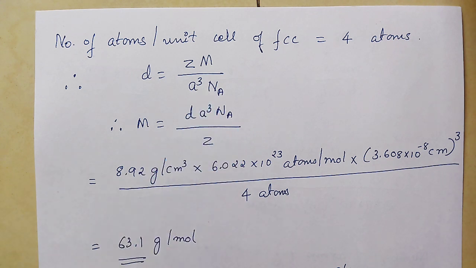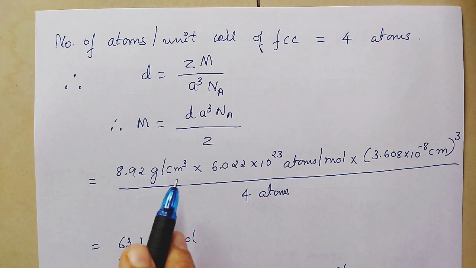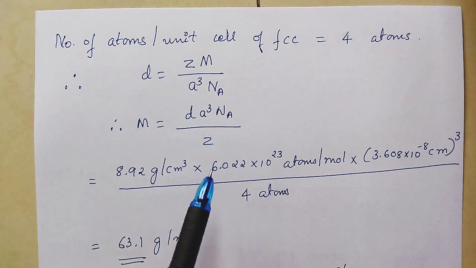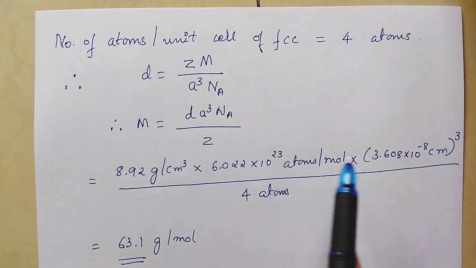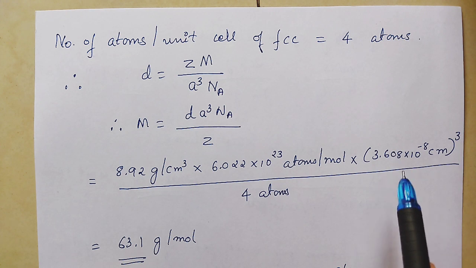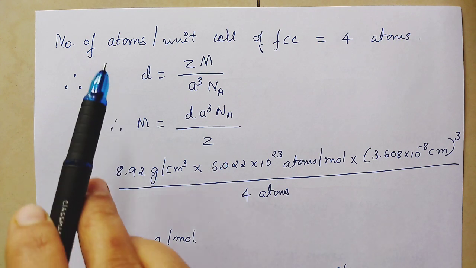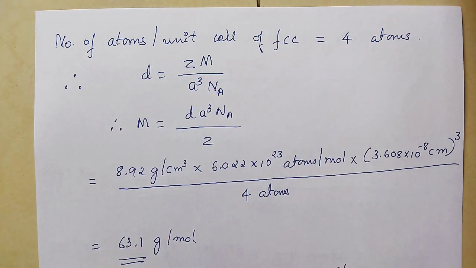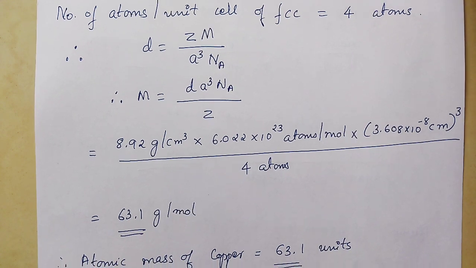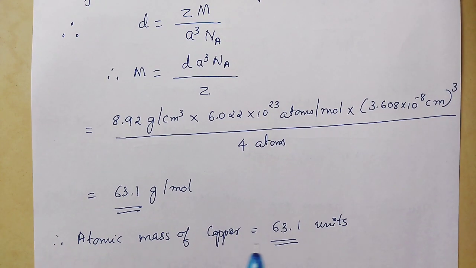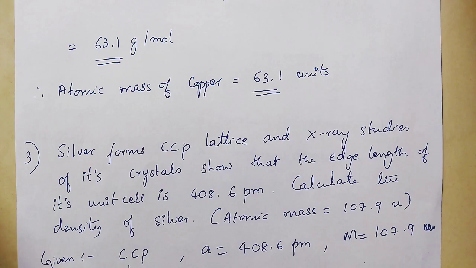So apply all the values here. Density is 8.92 gram per cm cube into Avogadro number, 6.022 into 10 to the power of 23 atoms per mole, into volume, which is a cube, that is 3.608 into 10 to the power minus 8 centimeter whole cube, whole divided by Z, number of atoms per unit cell, that is 4. You can do the calculations. Final value comes out to be 63.1 gram per mole. But since we don't use any units for atomic mass, you can simply write it as 63.1 units. Let's see the third problem.